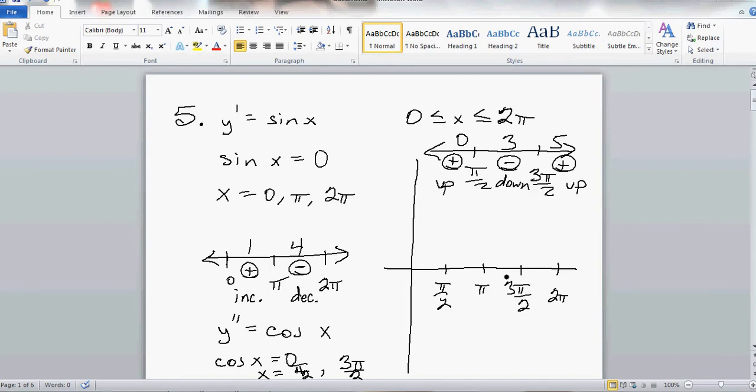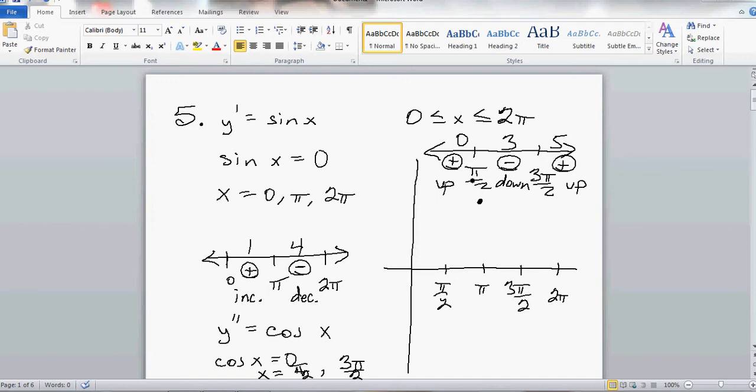Now that we know all that, all we have to do is figure out, okay, since we're increasing here and decreasing here, that means at pi we have a maximum. So I've got a maximum at pi. I need to make sure that that is a maximum. I know I don't go beyond the 0, and I do not go beyond the 2 pi.